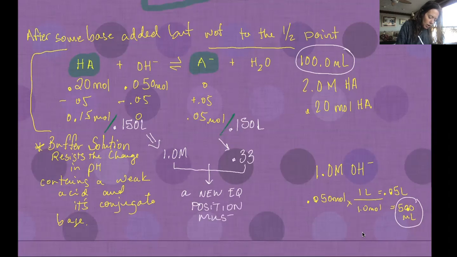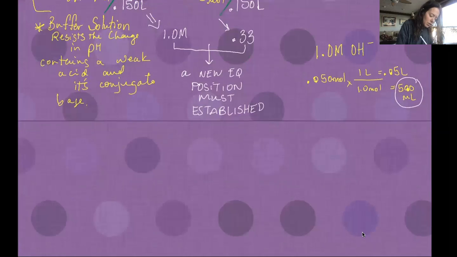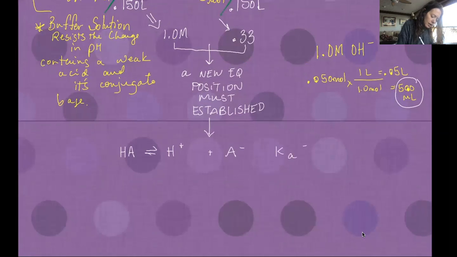Okay, so what are we going to do? Well, we've got options, but we haven't talked about all of them yet. So I'm going to give you this option. I'm going to give you HA, H plus, A minus, Ka equals some number, right?